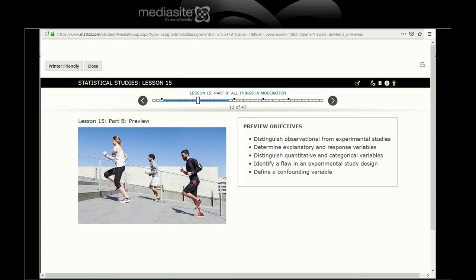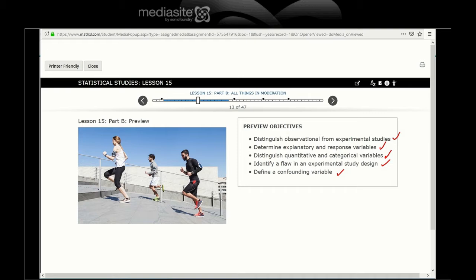The intent is to distinguish observational from experimental. Determine which is the explanatory and which is the response variable. Distinguish quantitative and categorical variables. Identify a flaw in an experimental design study. And define a confounding variable.